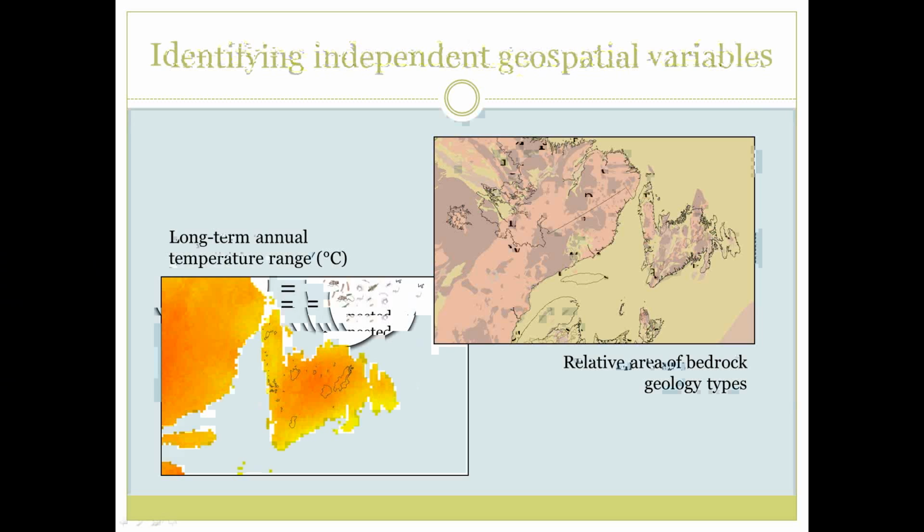When we ran the model, we identified our independent geospatial variables. In this case, we identified long-term annual temperature range and also the relative area of bedrock geology types within our watersheds. So every time we now bring in a test site, we can delineate the upstream watershed of that test site, extract these independent geospatial variables, and then move forward to determine our expected community within that particular test site.